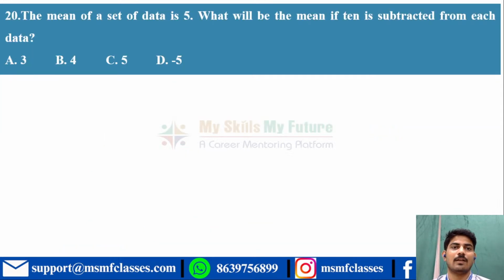Okay, let's go for the last question under this numerical ability section. The question is the mean of the set. Mean and average are both the same. He gave the mean as 5, and what will be the mean if 10 is subtracted from each data value? If 10 is subtracted from each value, the mean is also reduced by 10. So the new average, or new mean, we are getting is 5.